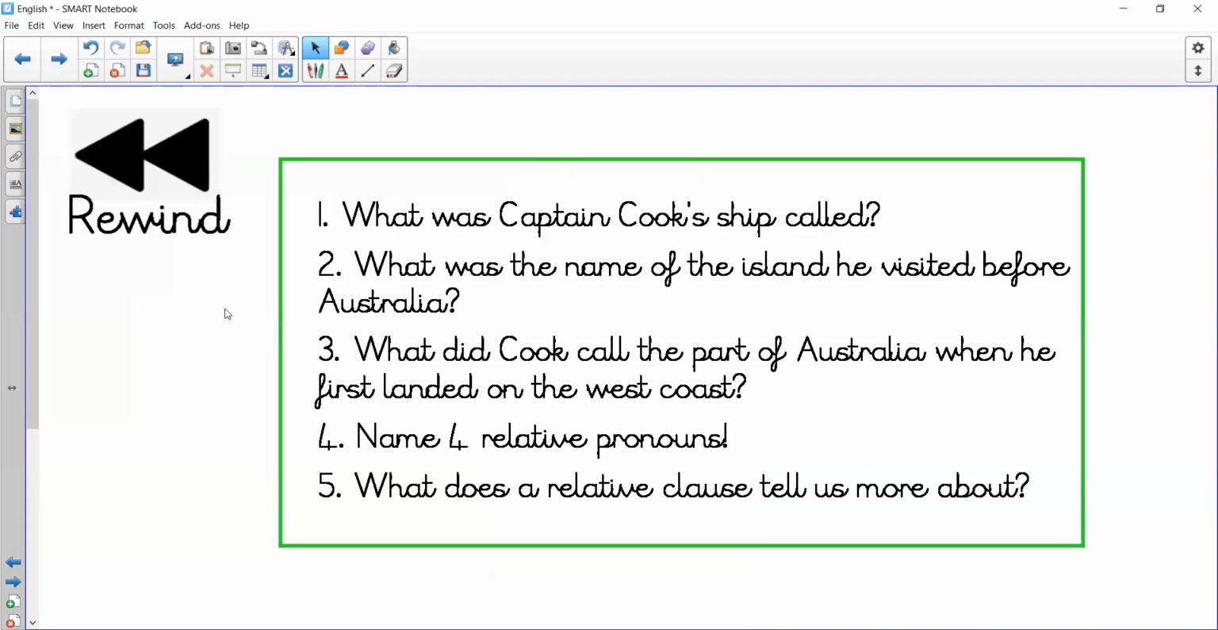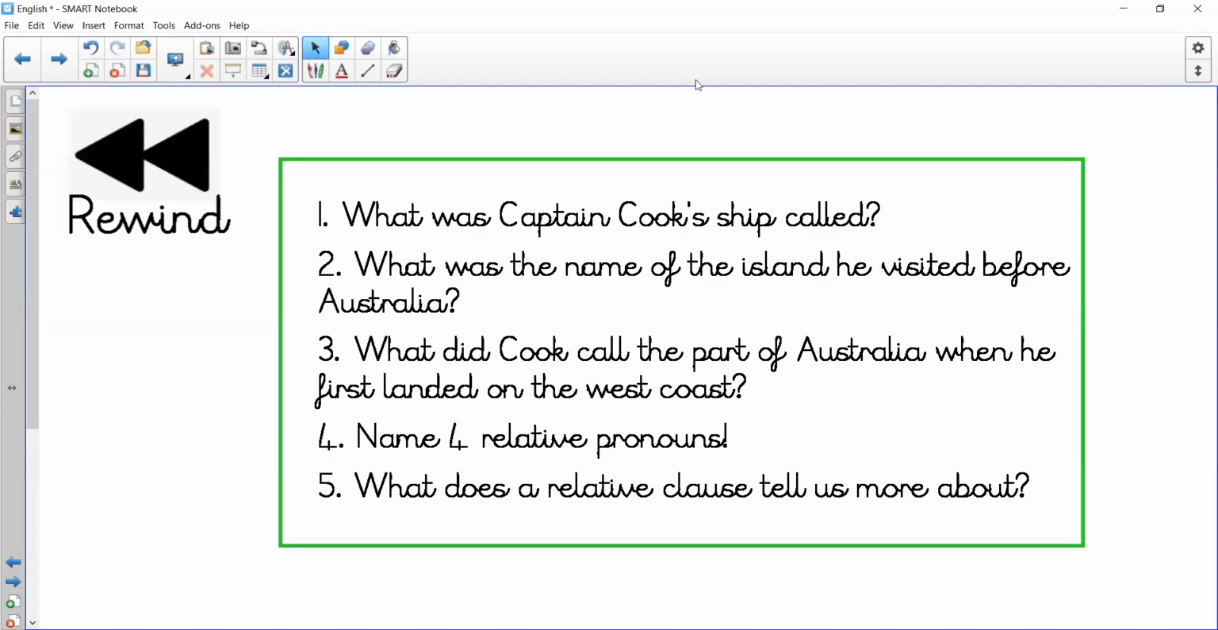A bit of a rewind. What was Captain Cook's ship called? What was the name of the island he visited before Australia? What did Cook call the part of Australia when he first landed on the west coast? Give me 4 relative pronouns. And what does a relative clause tell us more about? So answer those questions, pause the video, and I'll give you the answers in a second.